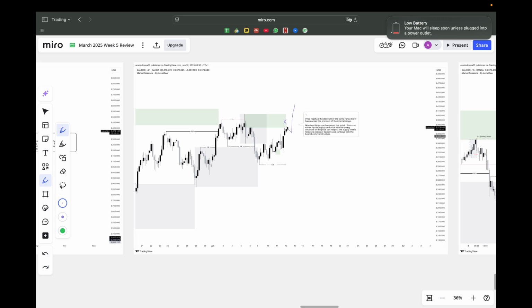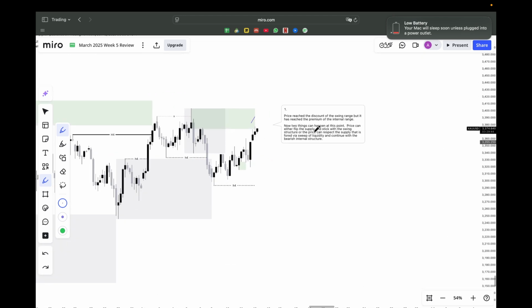So what to look for today? Two things can happen at this point. Price can either flip the supply and stick with the swing structure, or the price can respect the supply that is formed via sweep of liquidity and continue with the bearish internal structure. So if this supply was not formed like this, or if this supply was formed something like this, you know, something like this kind of low resistance liquidity above, then I would not have worried about sandwich trades.